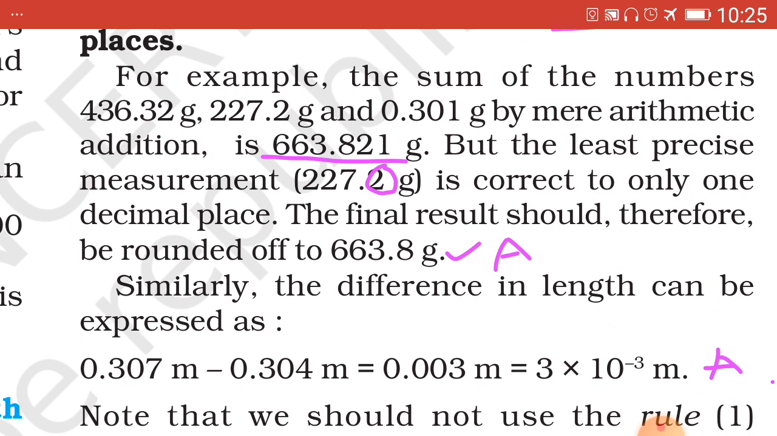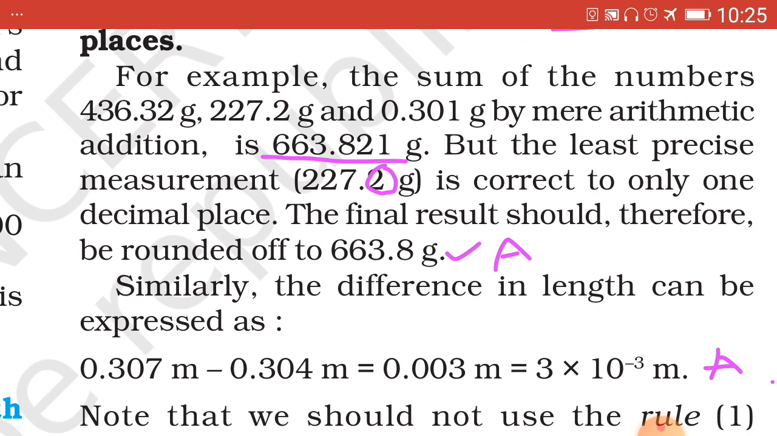So in the second data only, there is only one decimal place, and hence the final result should be written as 663.8 grams. 663.8. We have to eliminate 2.